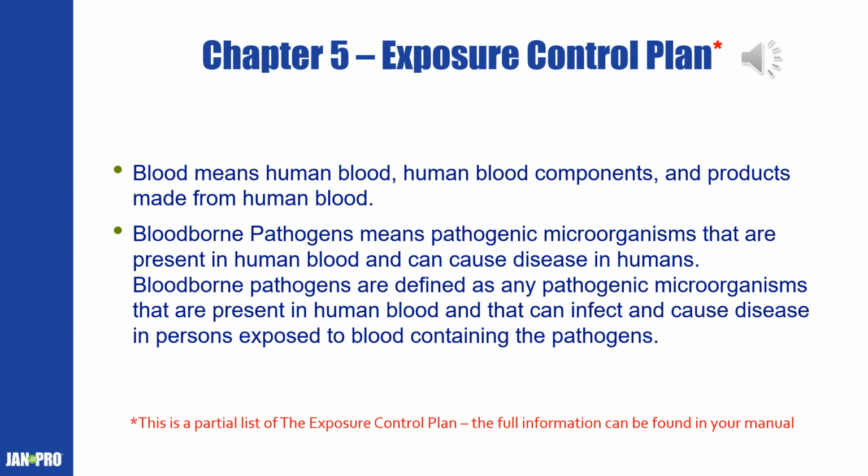So let's go through some definitions. Blood means human blood, human blood components, and products made from human blood. Bloodborne pathogens means pathogenic microorganisms that are present in human blood and can infect and cause disease in people exposed to blood containing the pathogens. So when they speak about blood, it's anything from a human that could cause some type of disease inside someone if they got infected by it.